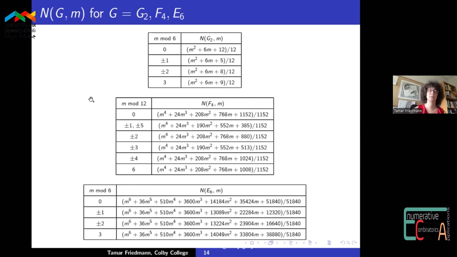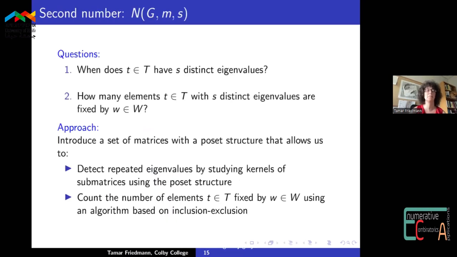So here are the results for G2, F4, and E6. We have them for E7 and E8. I just didn't put them on the slide. In the few seconds I have left, I'll talk about the second number, where we need to figure out when an element in the torus has S distinct eigenvalues, and how many of those are fixed by an element in the Weyl group. This is far more involved and I wouldn't be able to explain it in detail. Anyway, the general approach was introducing a set of matrices with a Post-it structure that allows us to detect when eigenvalues are repeated, and then to count the number of elements that are fixed.